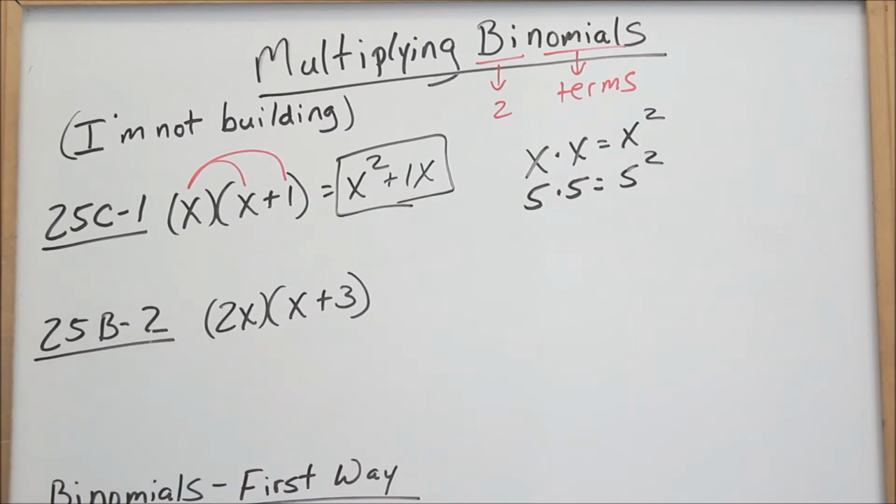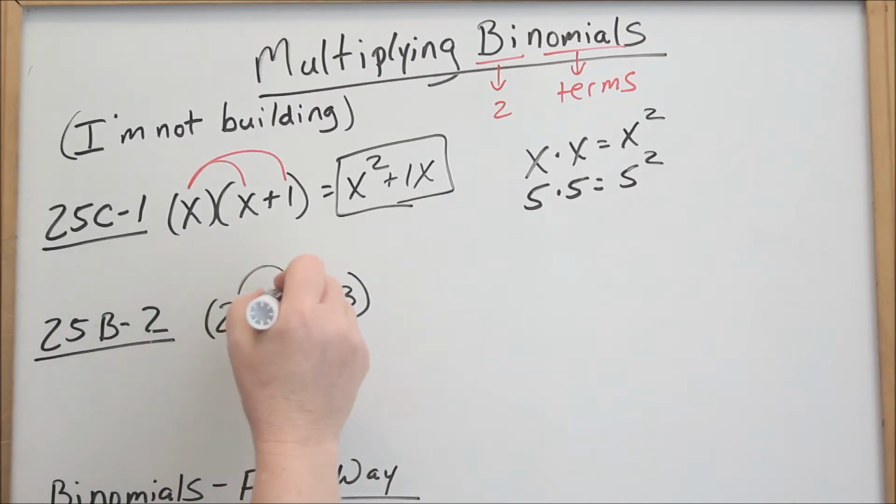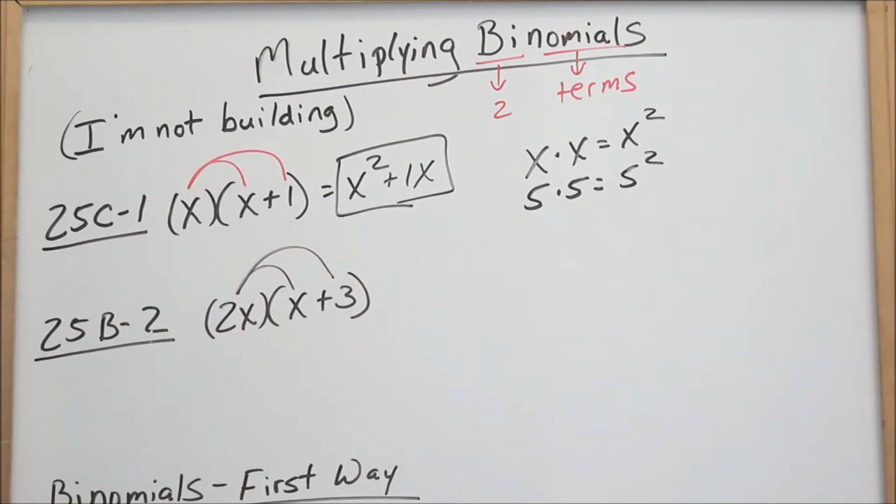Again, you have this 2x times x plus 3. What do you do with this thing in front? You distribute. So this is 2x times x. This is an implied 1 in front. 2x times 1x. You multiply numbers to numbers and letters to letters. So 2x times 1x, 2 times 1 is 2, and x times x is x squared. So 2x times 1x is 2x squared.